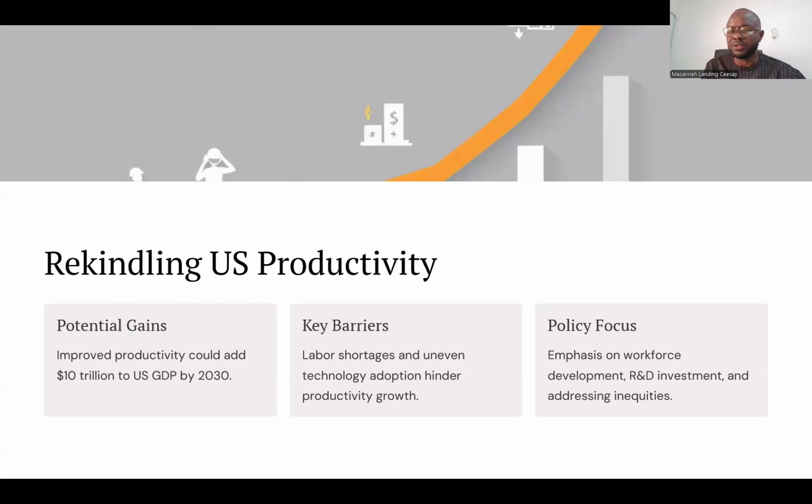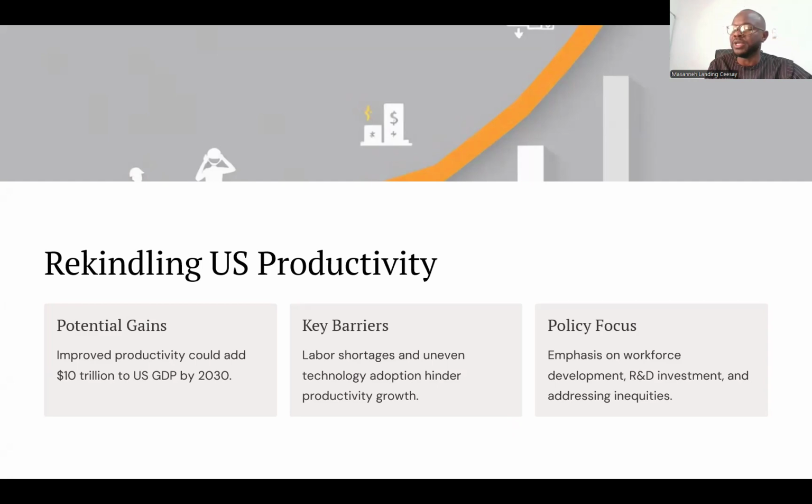So, this is a case study of the US. The potential gain, if they are able to revive productivity levels, is that it could add 10 trillion US dollars to their GDP by 2030. But then there are barriers. Some of these barriers are labor shortage and uneven technological level, because farms are at different levels of technological adoption. Some of the most efficient farms usually have technology mainstreamed into their operations, whilst others are still in the process of adopting technology.